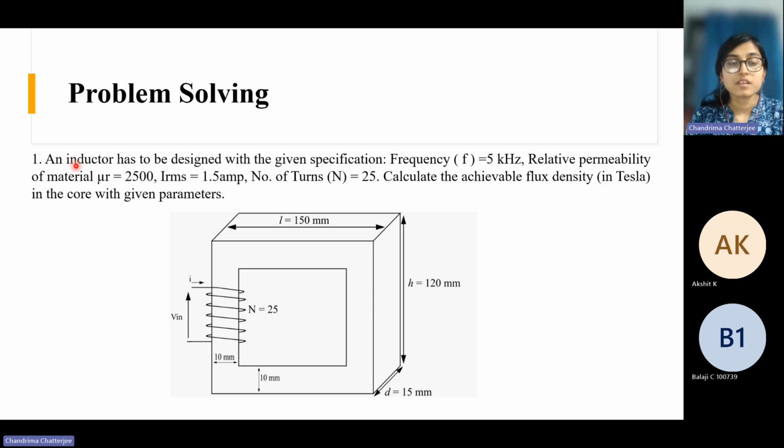So the first problem is, an inductor has to be designed with the given specification: frequency 5 kilohertz, relative permeability of the material is 2500, RMS current is 1.5 ampere, number of turns is 25. Calculate the achievable flux density in the core with the given parameters. Okay. So can you tell how we can find out the flux density? So here all this information is given and also the core dimensions are given.